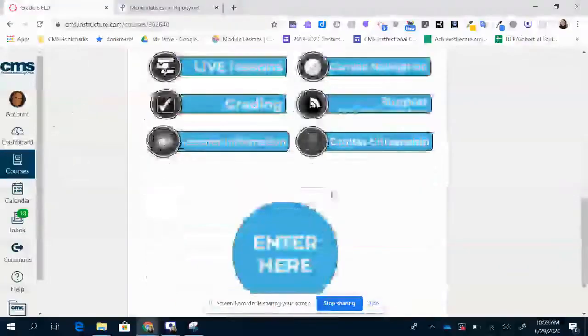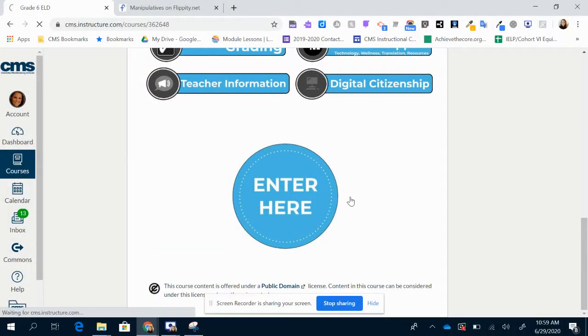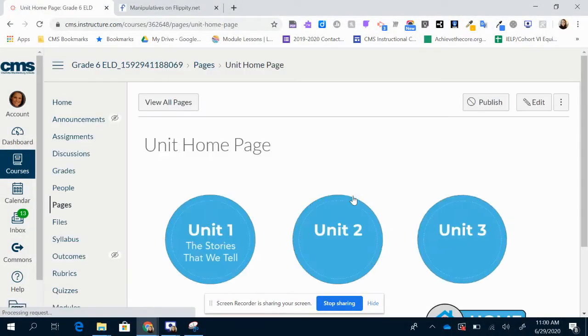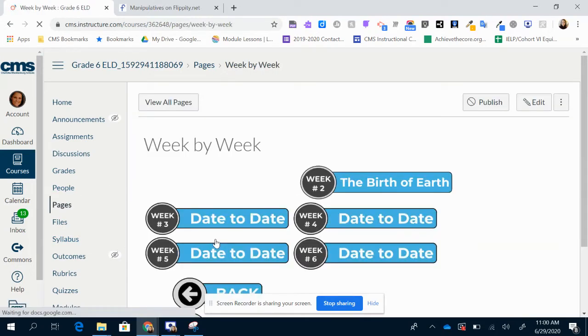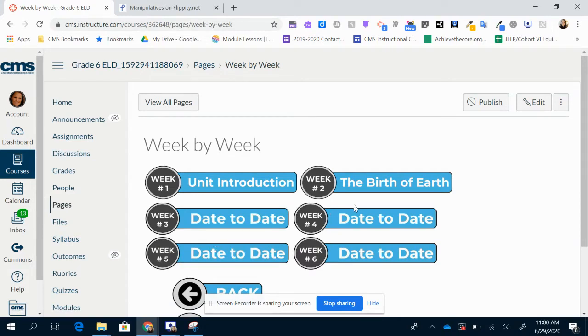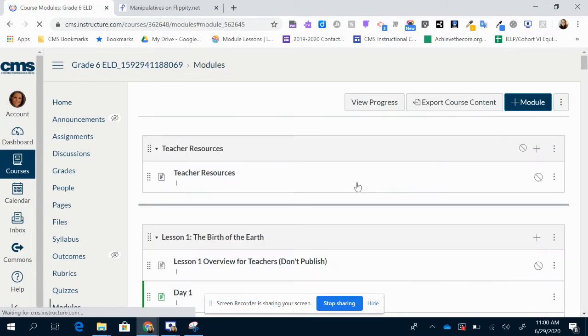At the bottom of the page, you will see a button that says Enter Here. Once students enter the course, they will be able to access all units that are available in the course. Let's take a look at one of the sample units that we have built out so that you can see the flow of the lesson. We are going to take a look at lesson 1 of unit 1, which is our week 2 of our course.